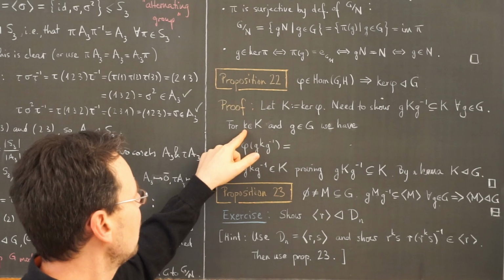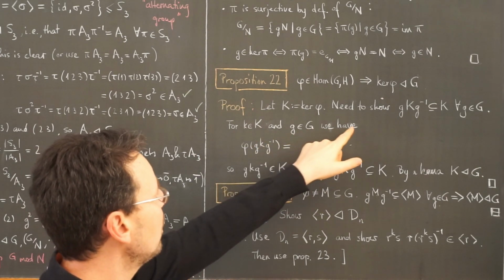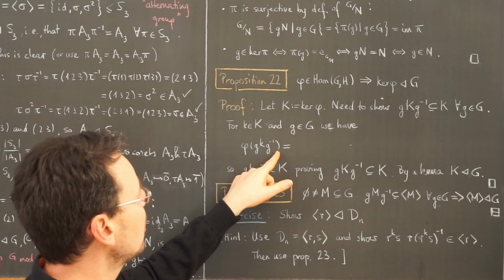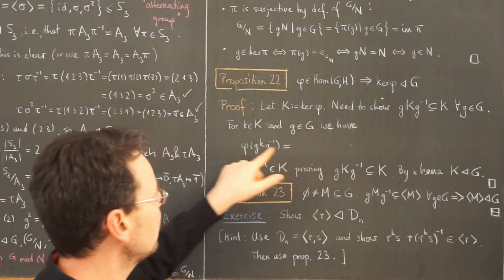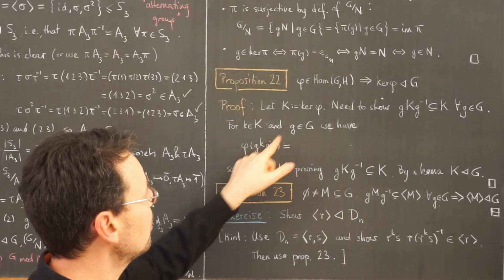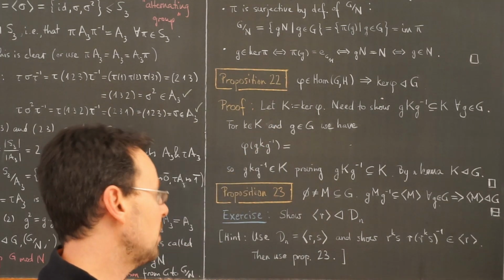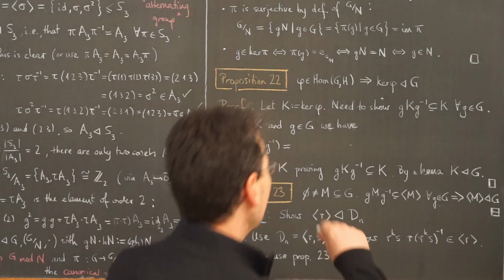So we take k in capital K and g in capital G, and we take a look at phi of this. And we need to end up with the identity, because then this element lies in the kernel of phi. But this follows easily from the properties of homomorphisms.